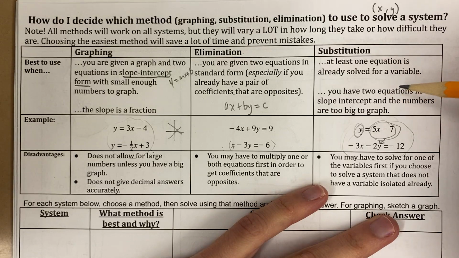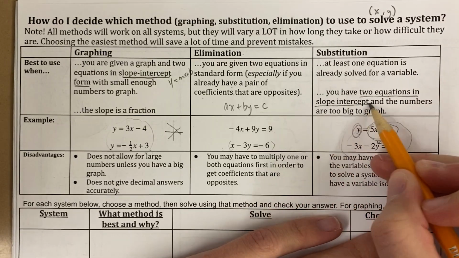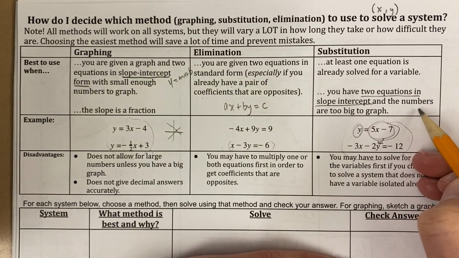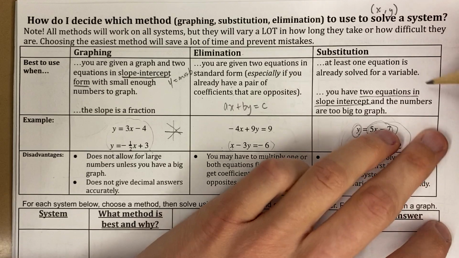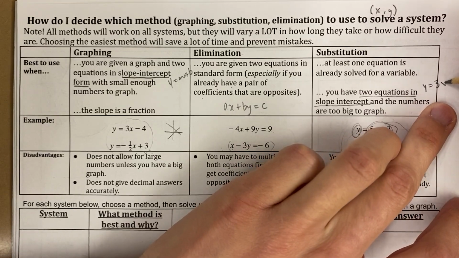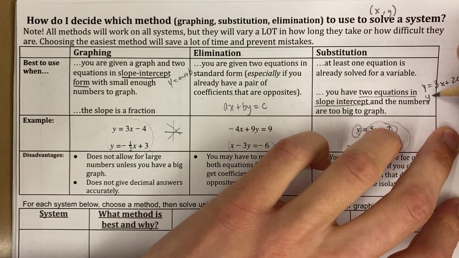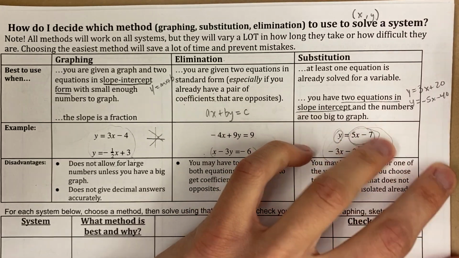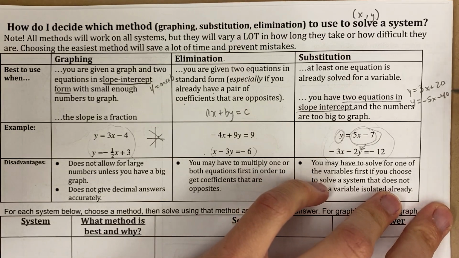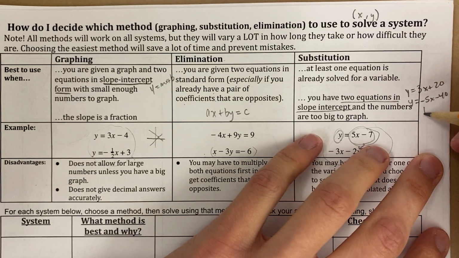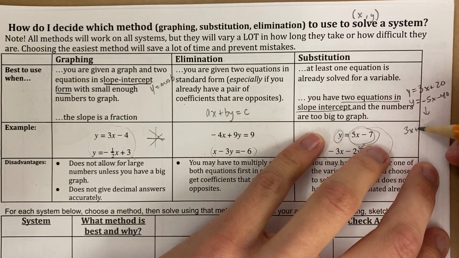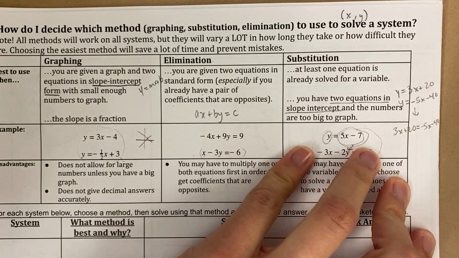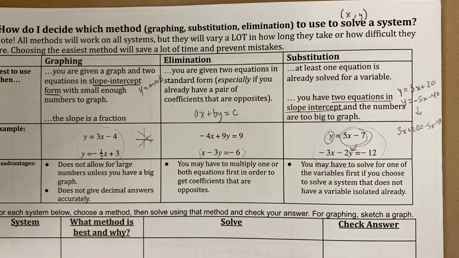The other situation where you might use substitution is where you have 2 equations in slope-intercept form, right? Kind of like this, okay? But let's say the numbers are too big to graph. That would be another situation you'd do substitution. So like, let's say you had y equals 3x plus 20, and y equals negative 5x minus 40, right? You're not going to have a graph that goes from negative 40 to 20. So this would be easier to just go ahead and take these 2 equations and use what we learned in substitution, where you set them equal to each other, right? That way you would use substitution for.